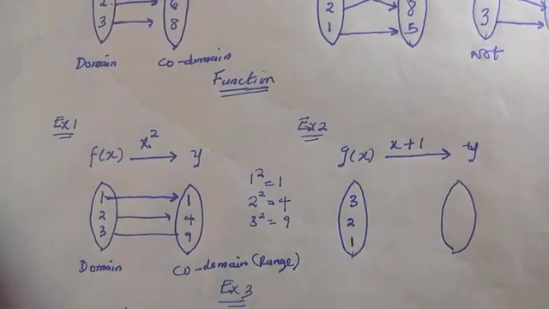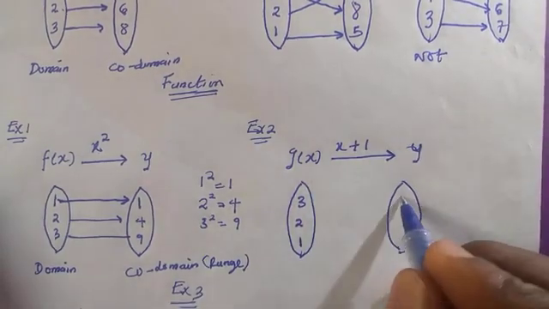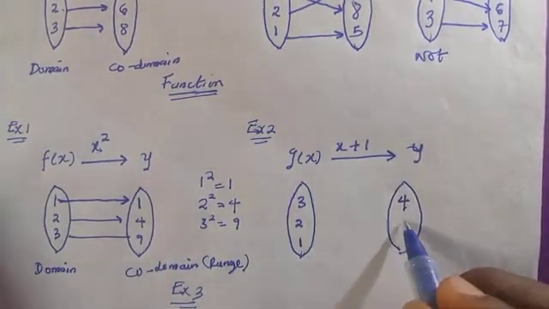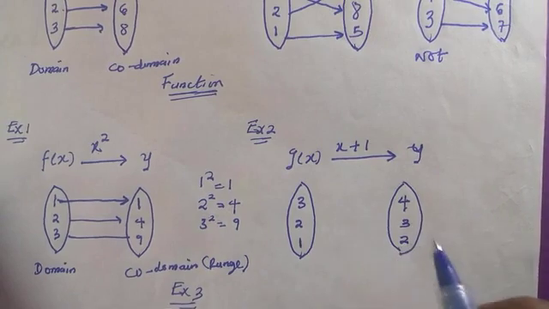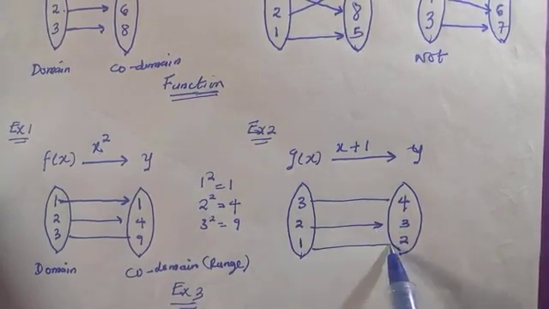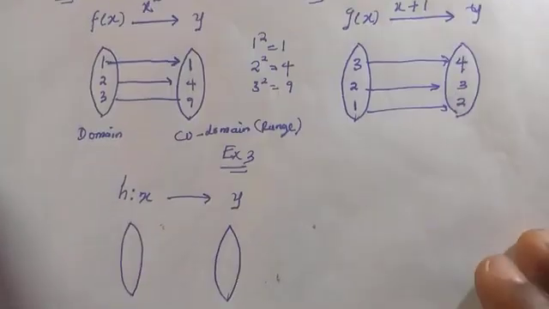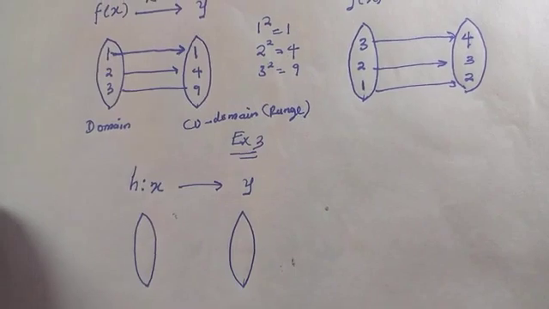So for the next one, we have g of x, which maps to y, as we are following x plus y as the given function. When x equals 3, we have 4. When x equals 2, we have 3. When x equals 1, we have 2. So that is following the formula, which is x plus 1. So 3 plus 1 is 4, 2 plus 1 is 3, and 1 plus 1 is 2. That is what is meant by the word function.